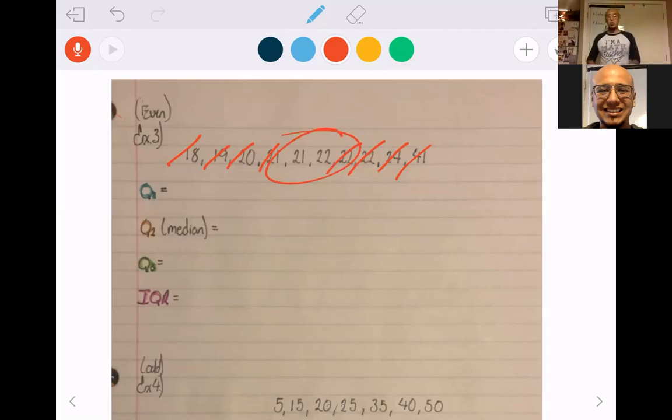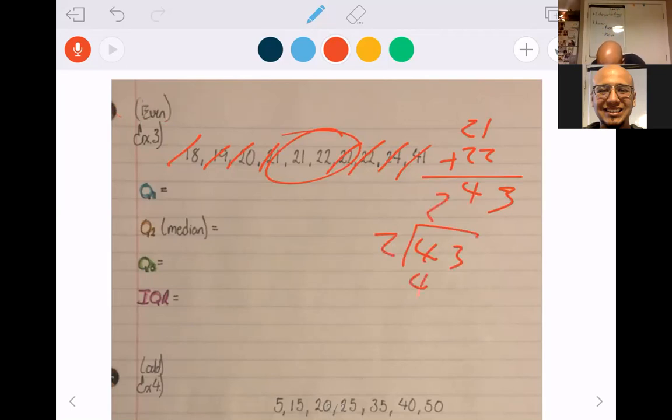All right, so I'm going to get the average of those 2 points. So I'm going to add them up. 21 plus 22 is going to give me 43. So I'm going to divide that by 2. 43 divided by 2 is going to give me 21.5. So that means that my median right here is going to be 21.5. Now remember, that is my Q2.